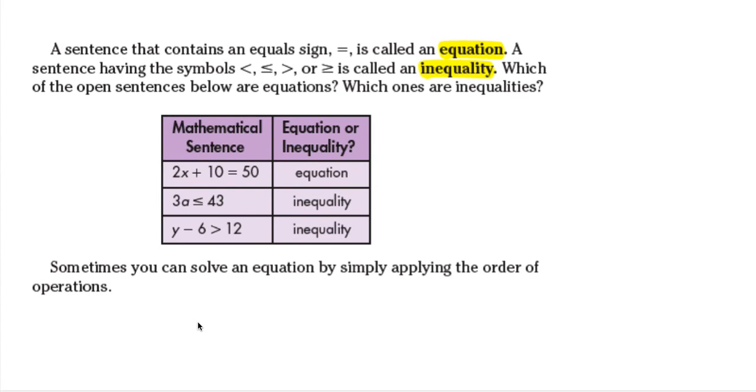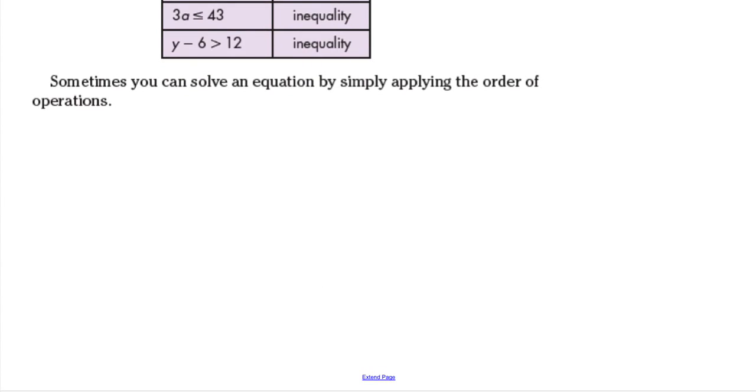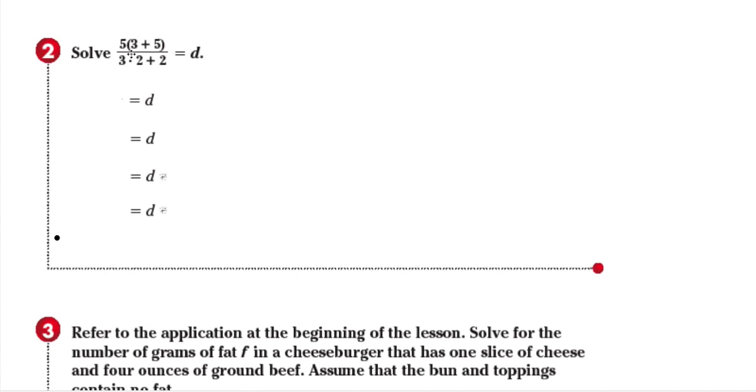Sometimes you can solve an equation by simply applying the order of operations. This is where we go to example 2: 5 times the quantity 3 plus 5, all over 3 times 2 plus 2. We copy the problem first, and then we do what's inside the parentheses first, in the inner grouping symbol, which is 3 plus 5, is 8. Then we multiply 5 times 8 and add 6 plus 2 because they are in grouping symbols. Remember, the fraction bar indicates a grouping symbol, so this becomes 40 over 8, or 5. So the solution is 5 for number 2.